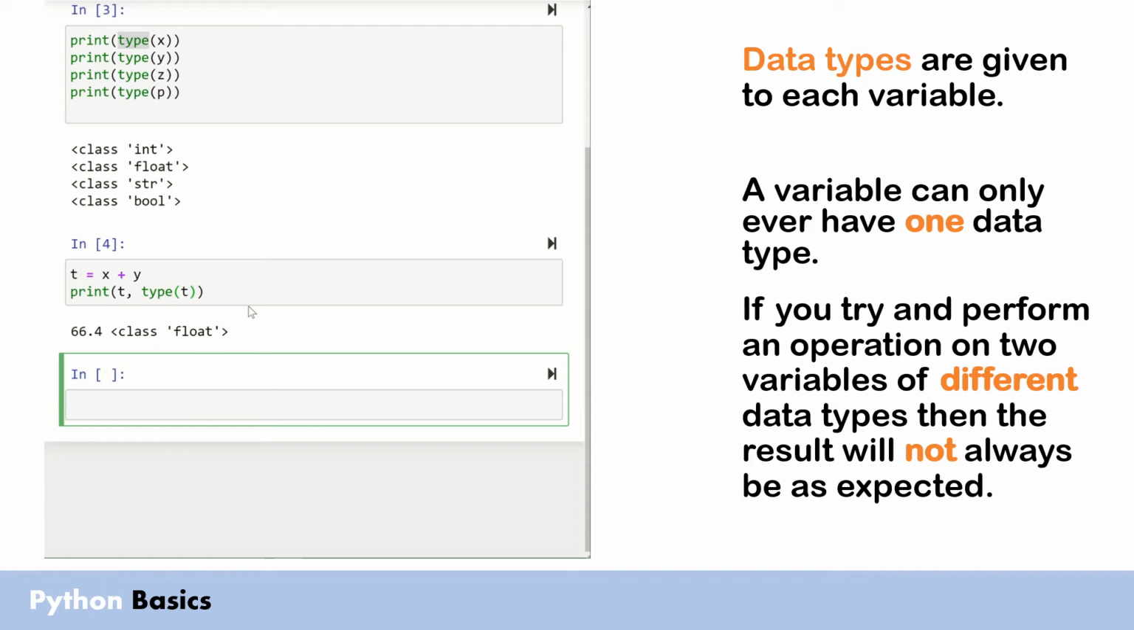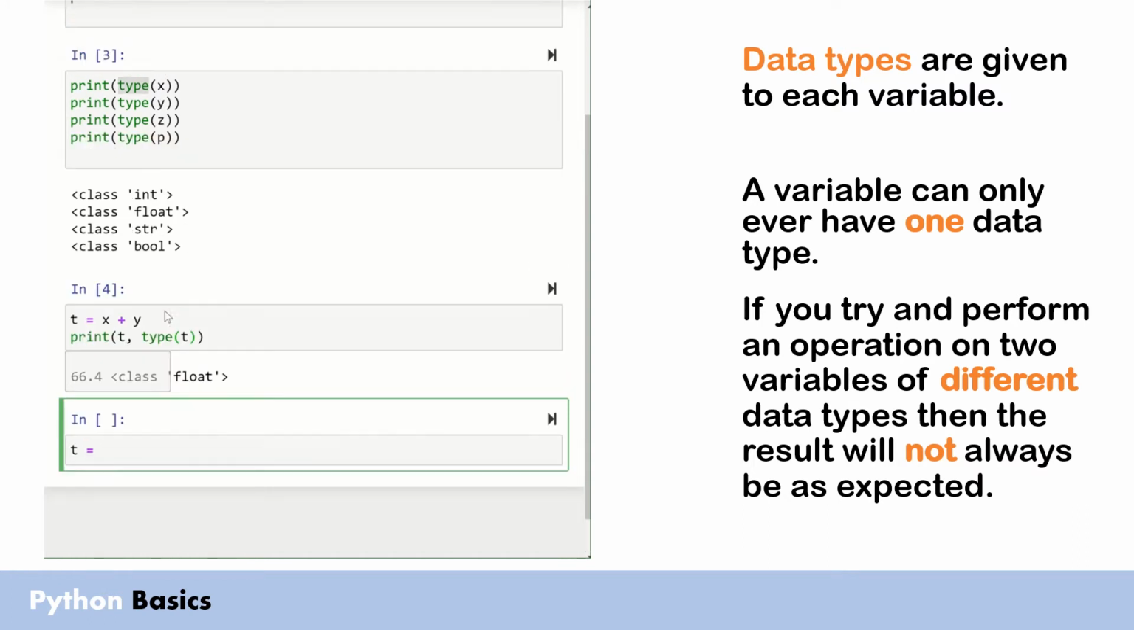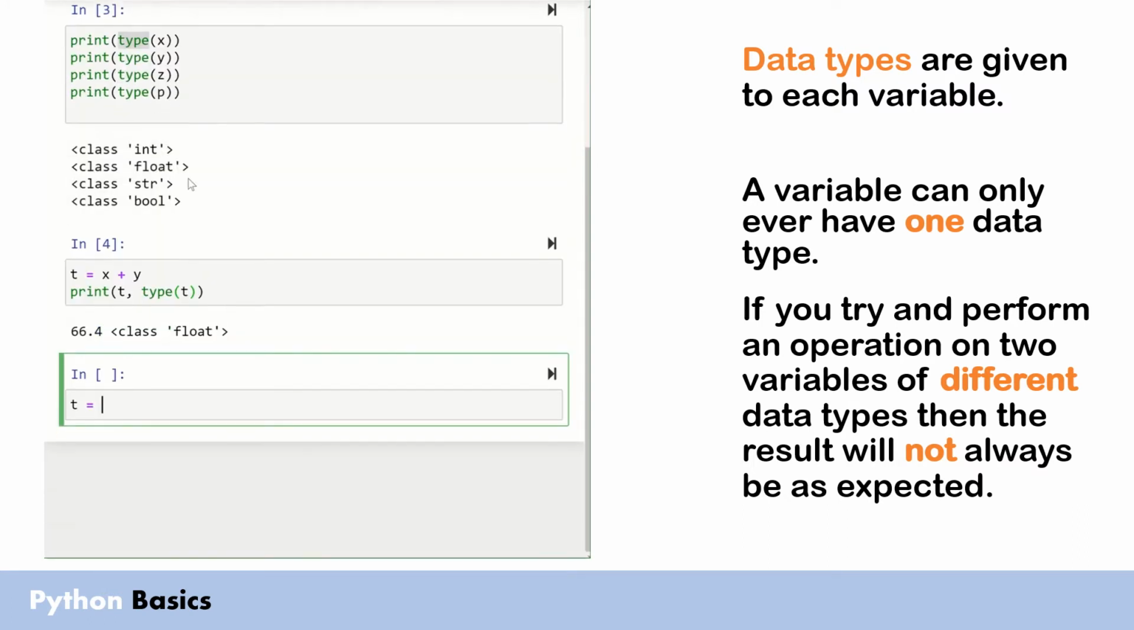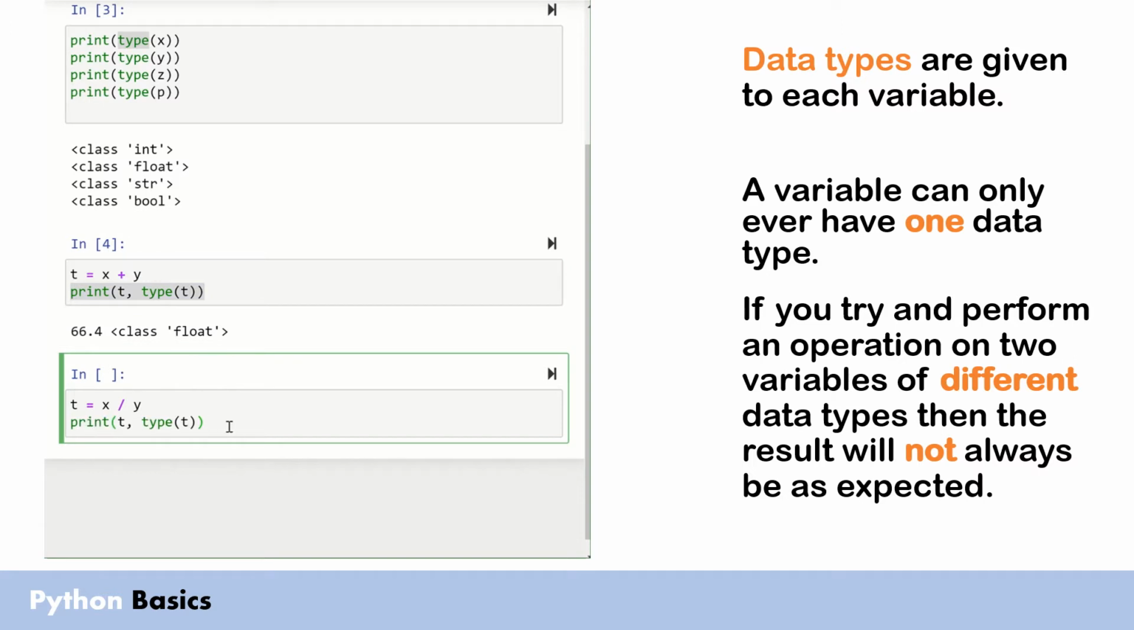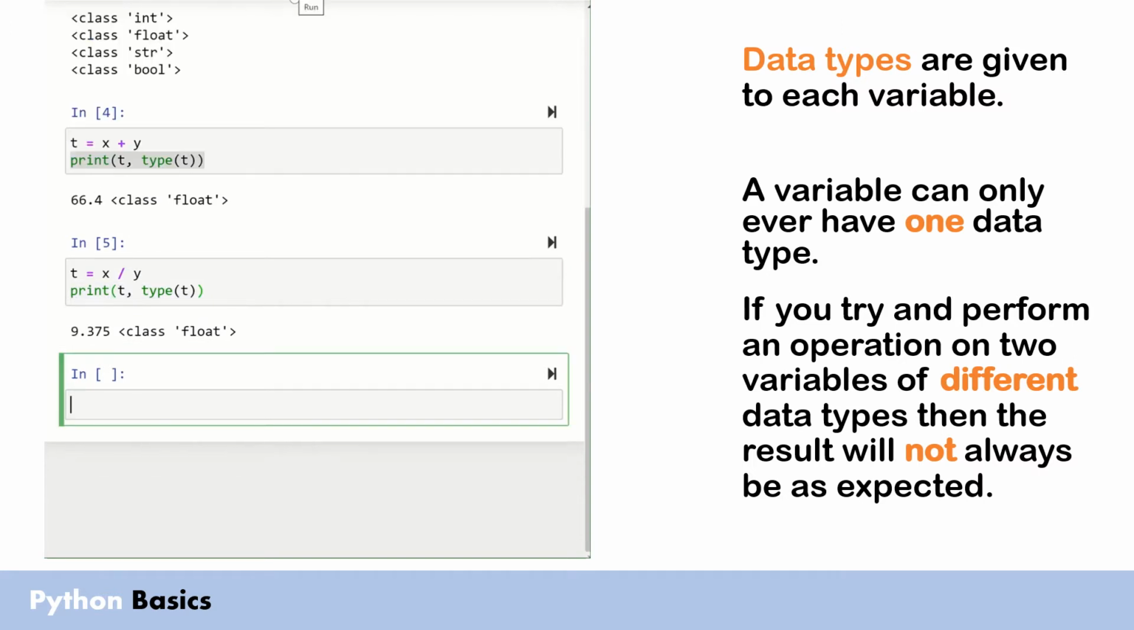Let's see another example of automatic casting. So this time I'm going to do another variable t again, and this time instead of adding x and y, I'm going to divide them. So x divided by y, and then again I'm going to just print the answer out and see the data type. So let's run that. So here it's done the same thing. I've got class float and it's turned it into a floating point number. So this is automatic casting. Now it tends to always cast it to a floating point number.